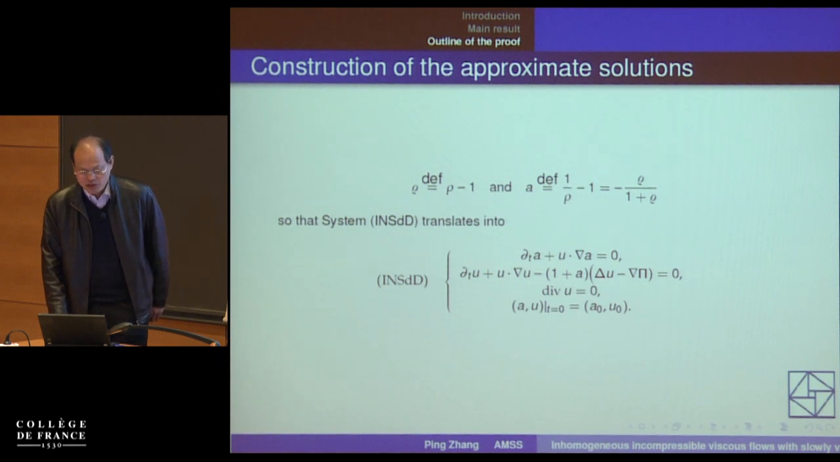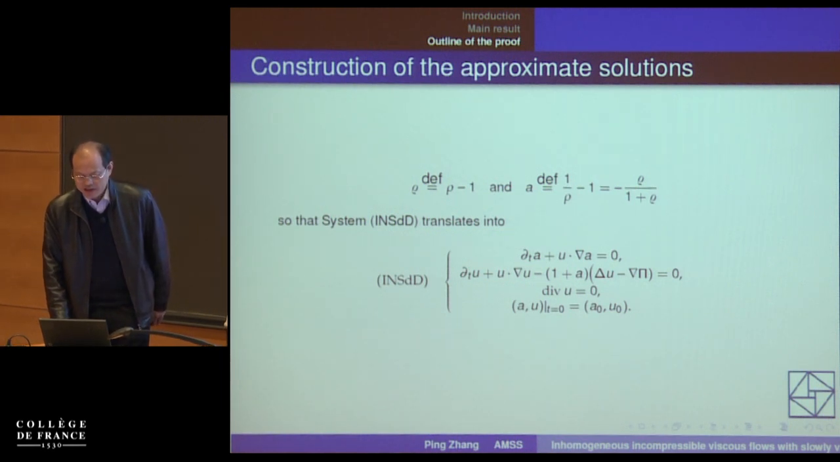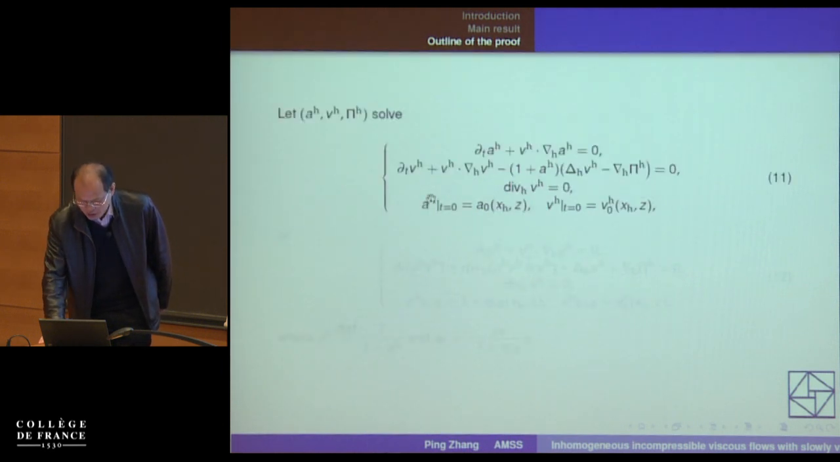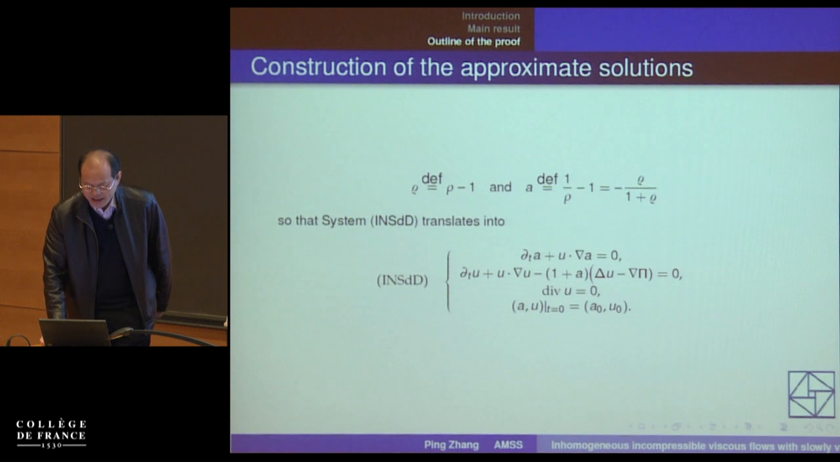The first step is the construction of the approximate solutions. The main idea, just as in the classical Navier-Stokes system by Isabella and Yang, we are going to use 2D inhomogeneous Navier-Stokes solutions to approximate the 3D inhomogeneous Navier-Stokes system. So just for simplicity, let's introduce this rendezvous equals rho minus 1, and A equals 1 over rho minus 1, which equals negative this rendezvous over 1 plus rendezvous.